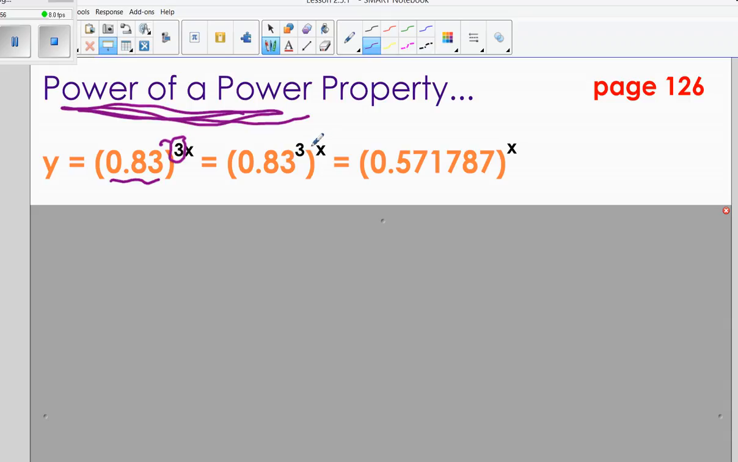Because to really evaluate this function and know what the growth rate or the decay rate is, you have to move that exponent to the inside and re-evaluate it. So you put 0.83 cubed into your calculator, simplify it, and you get 0.571787. So truly, this is a decay. It still stays a decay, but it's a greater decay.